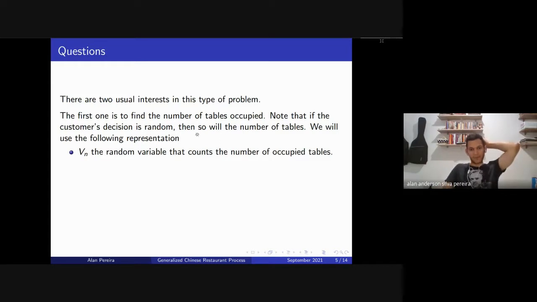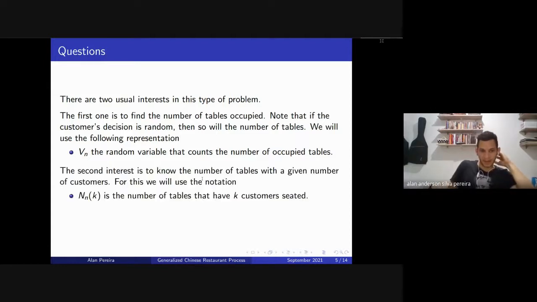So for representing it mathematically, we can put Vn as the number of tables, the random variable that counts the number of tables. And we have another question, which is how many tables with K customers there are in the model at each time.